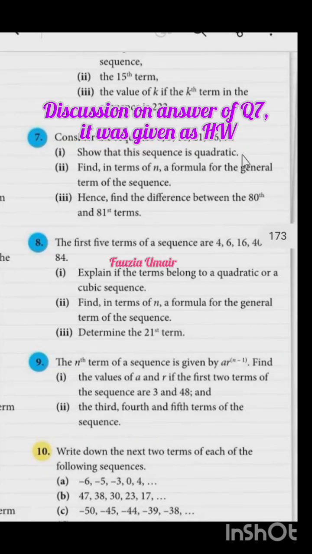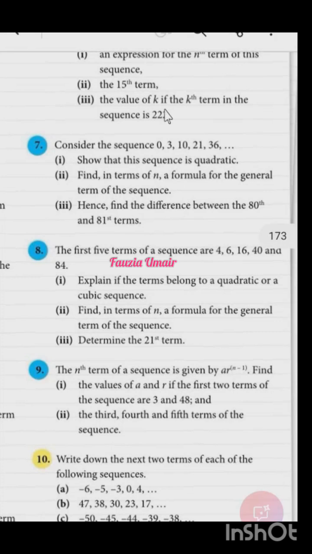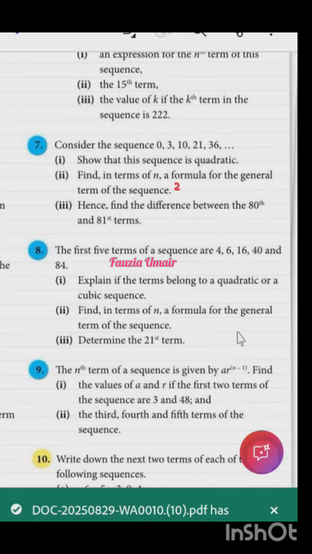Like I made the two layers of differences, and as the second difference is constant, it's a quadratic sequence. So my answer to part B was Tn equals 2n squared minus 3n plus 1. Miss, can you check if the answer is correct in the answers section? That page was also missing, so I couldn't really check my answer.